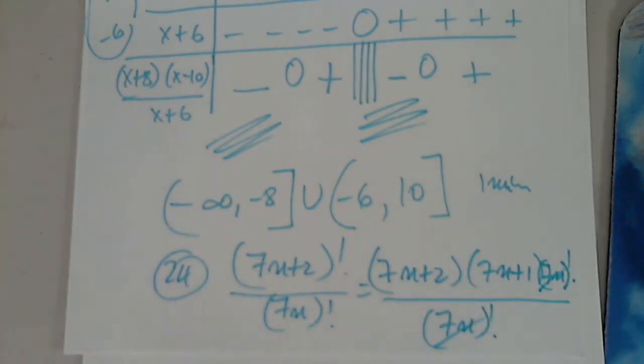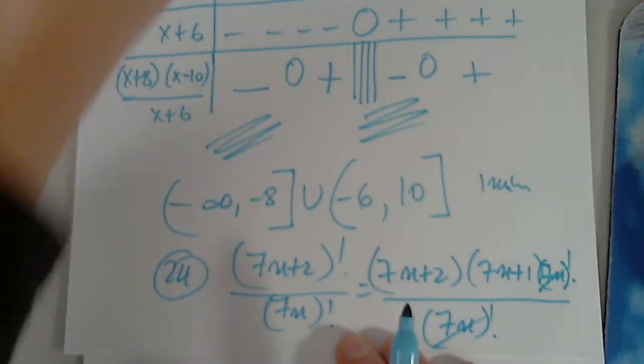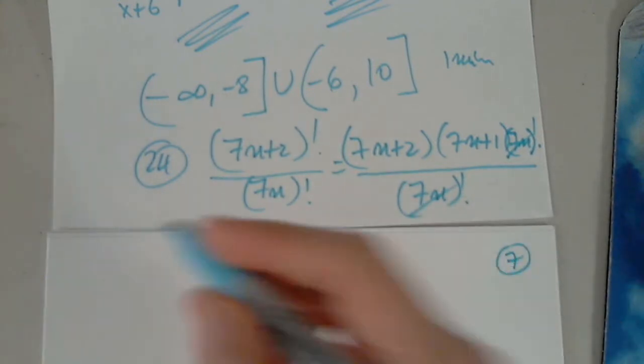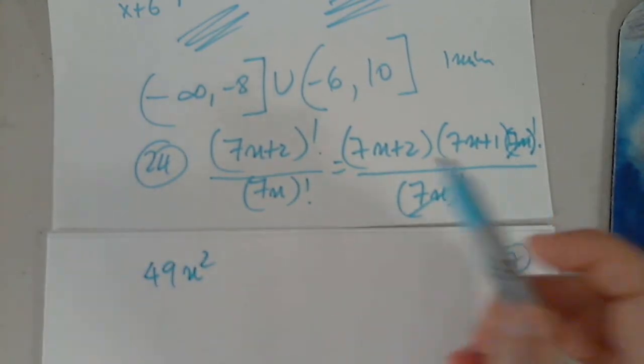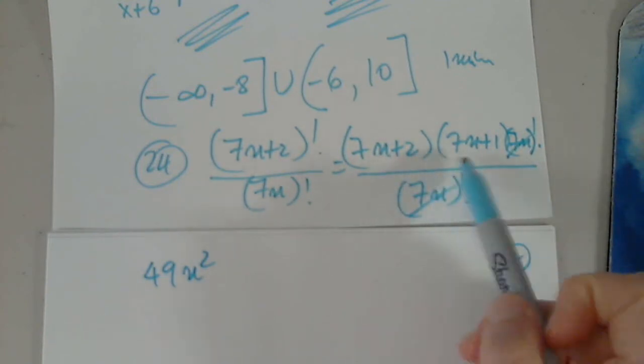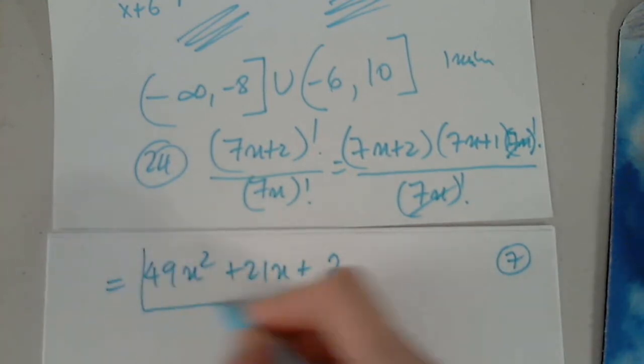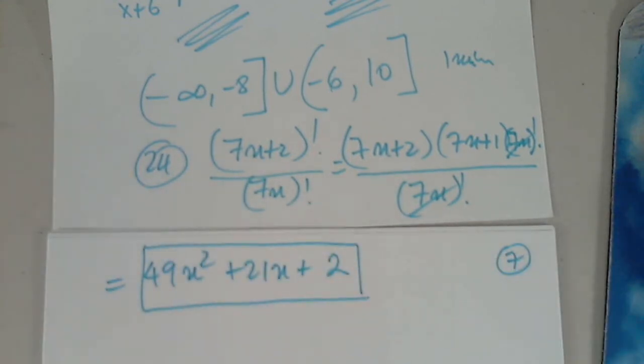But then I have to multiply these two. So please multiply them. So 7n times 7n is 49n squared plus 7n plus 14, so that's 21n, and plus 2. So you have to write the final answer like this.